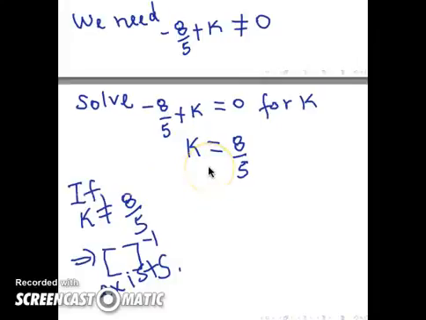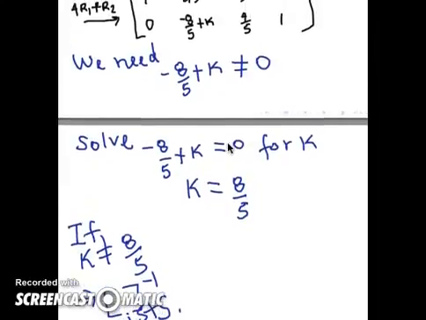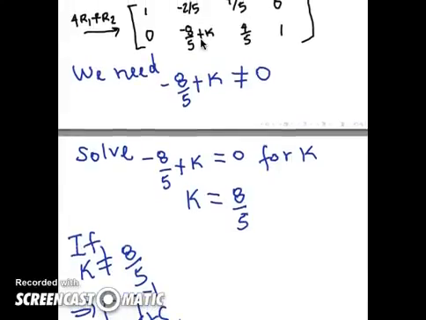In other words, if k equals this value, maybe I can go backwards here. If k equals that value, this entry would be 0, and you would have a row of zeros in the first block, and that would tell you the matrix is not invertible. So when k equals that value, the matrix does not have an inverse. It also means the matrix is singular.